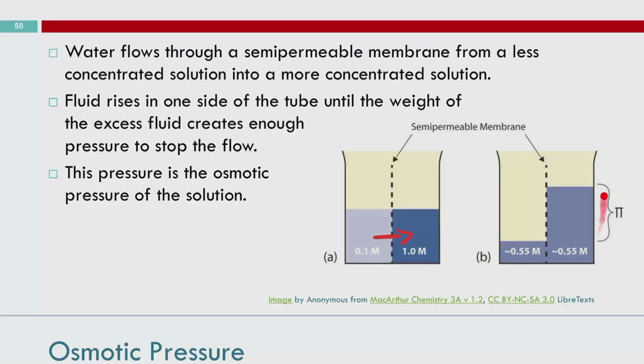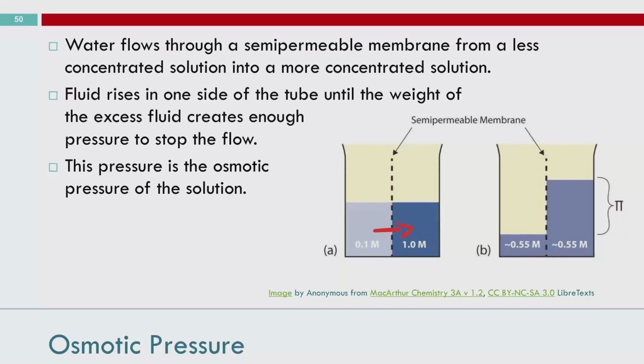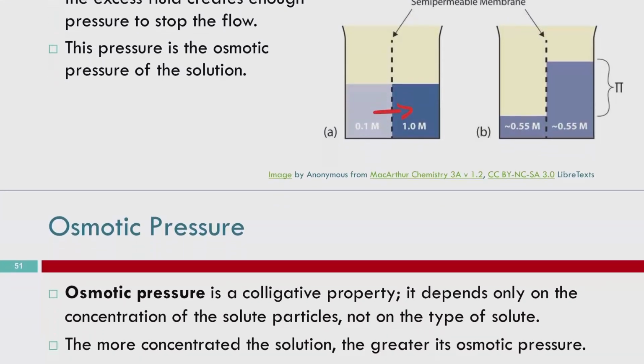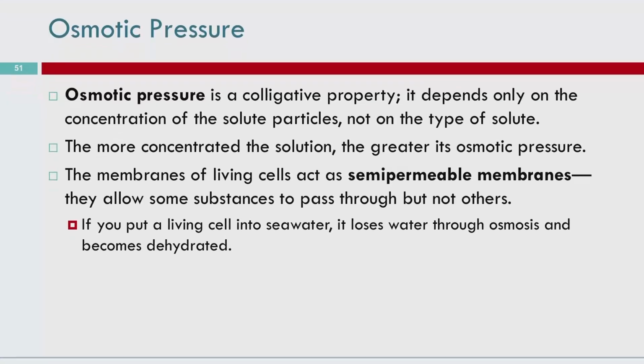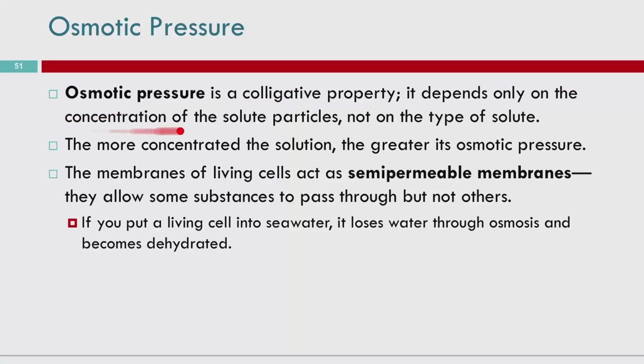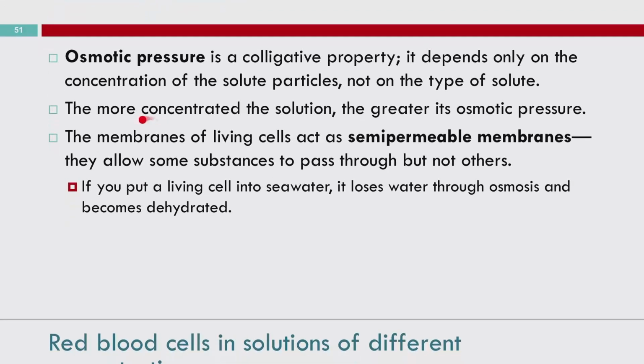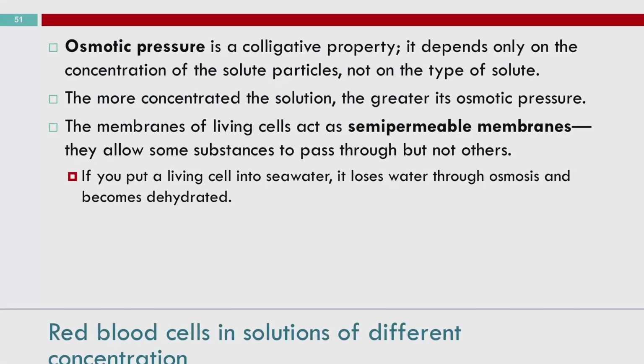This represents the osmotic pressure of the solution, which has the symbol pi. We're not going to do anything with that. I'm just mentioning it. So osmotic pressure is also a colligative property. It depends on the concentration of the solute particles, not on the type. If you've got a more concentrated solution, you're going to have a greater osmotic pressure, meaning that the water will rise further if it's allowed to.